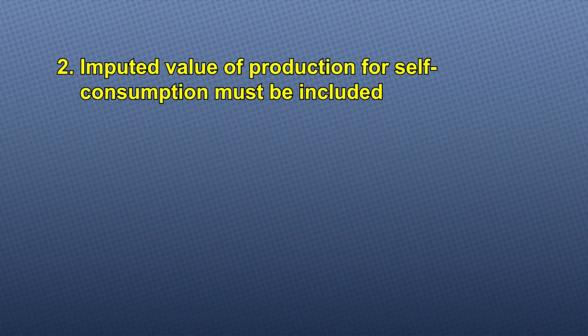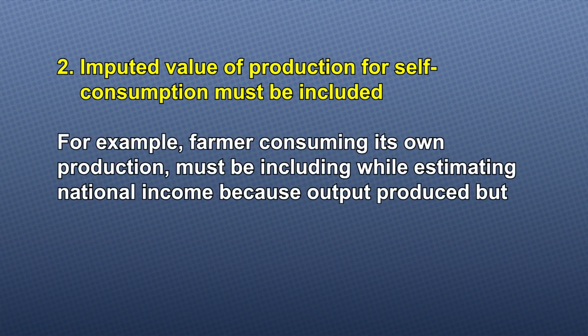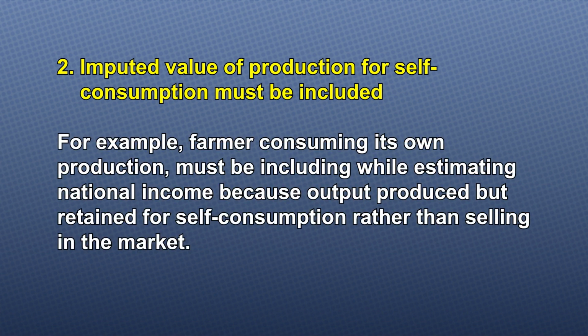Precaution 2. Imputed value of production for self consumption must be included. For example, a farmer consuming his own production must be included while estimating national income, because the output is produced but retained for self consumption rather than sold in the market, but actual production takes place. So, this value must be included in the national income.